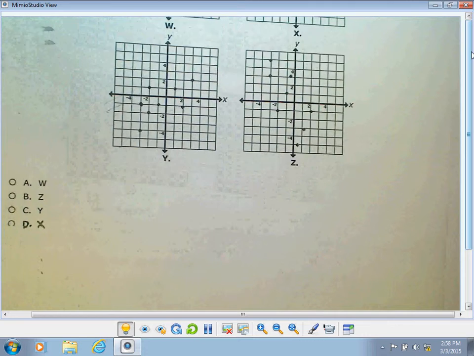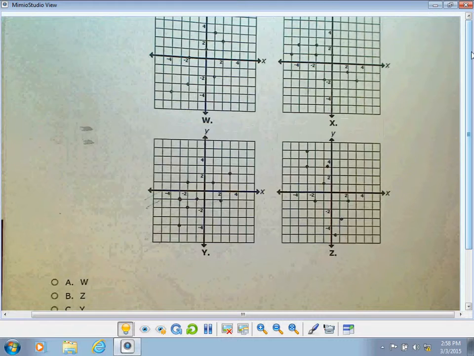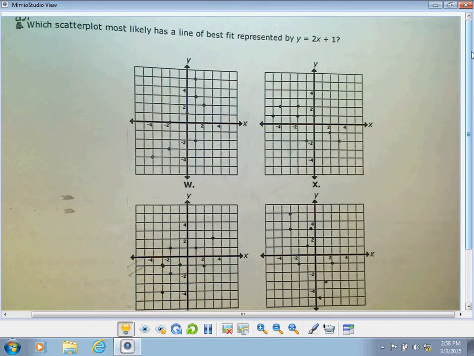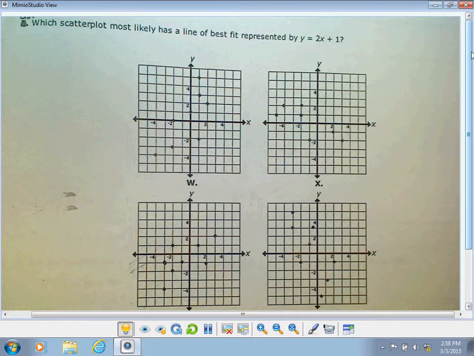Okay, we're on to the last one we have. This one can be kind of a pain because you're going to have to do a little bit of drawing, but I think before you do anything else, you should try to eliminate some potential incorrect answers.